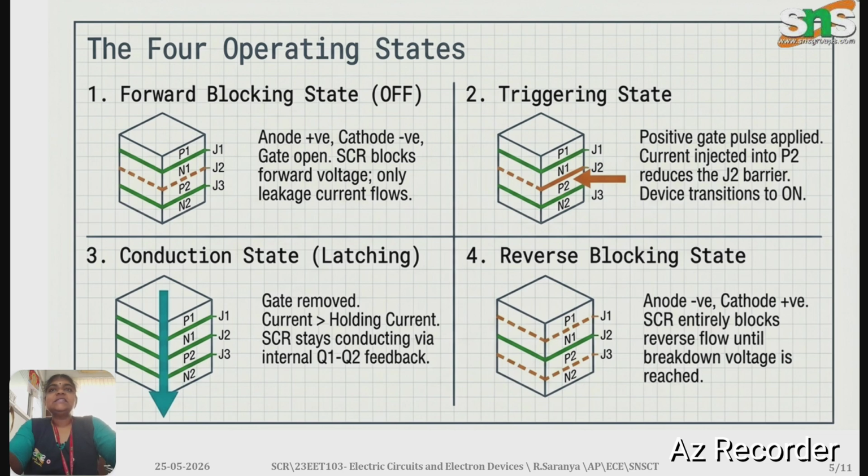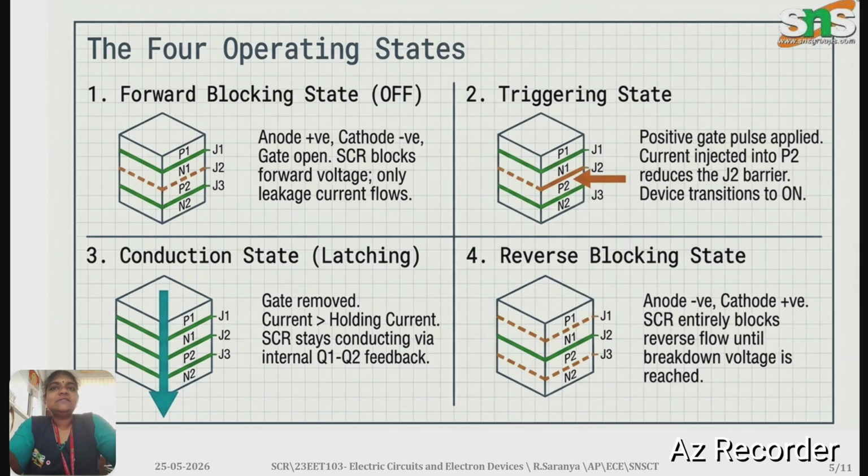If it is turned on by applying the gate pulse, or the voltage is increased above the breakdown voltage, it will trigger. So the next state is the triggering state. A positive gate pulse is injected into P2, which reduces the J2 barrier, and the device transitions to on. The next stage is the conduction stage. In this stage, the latching occurs.